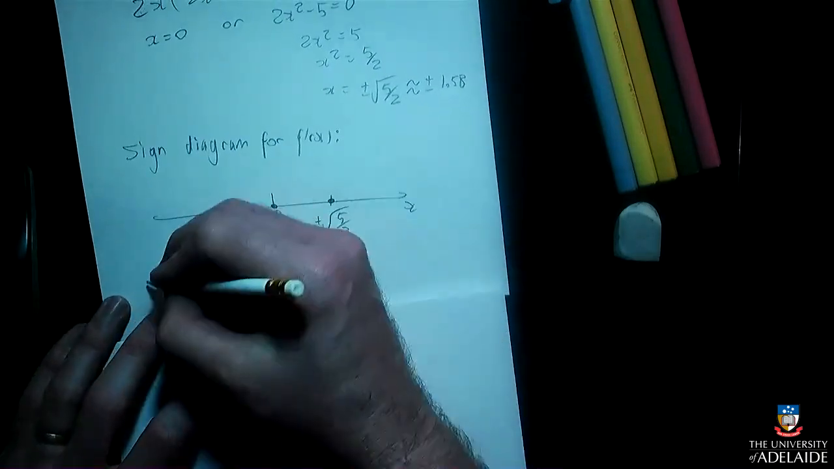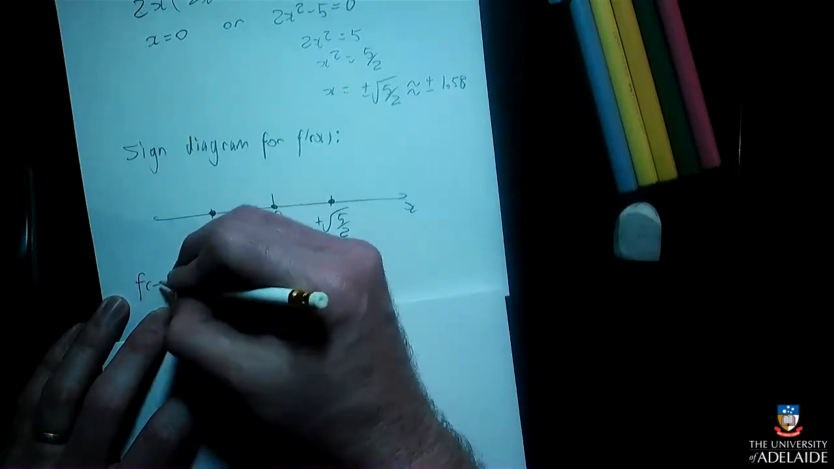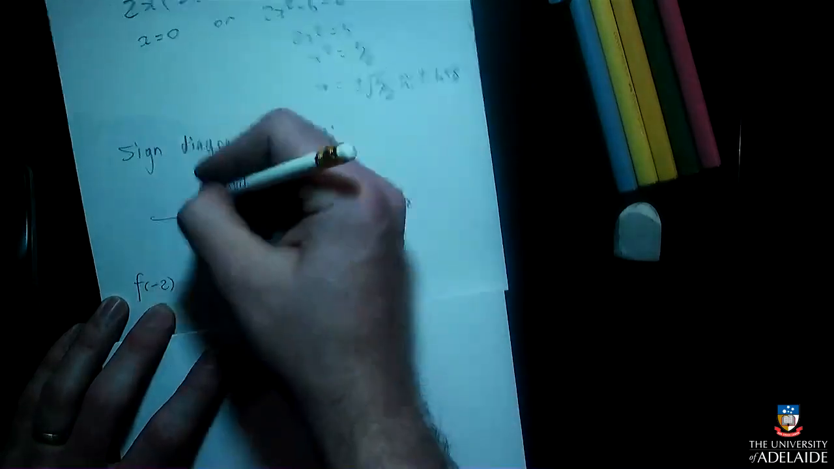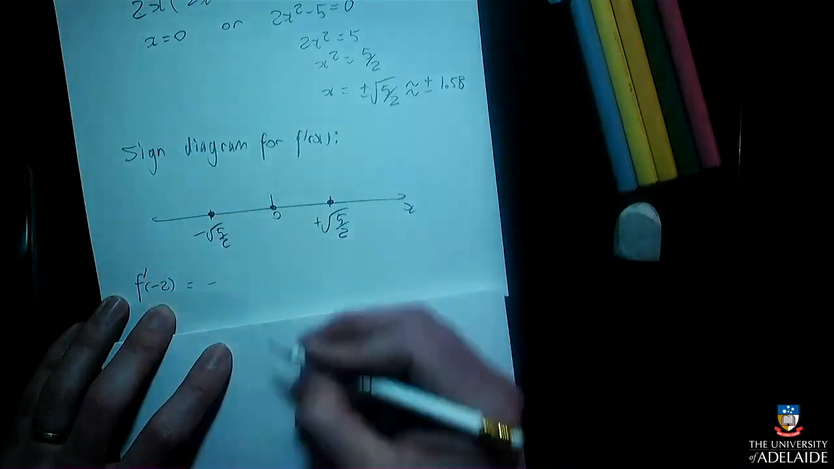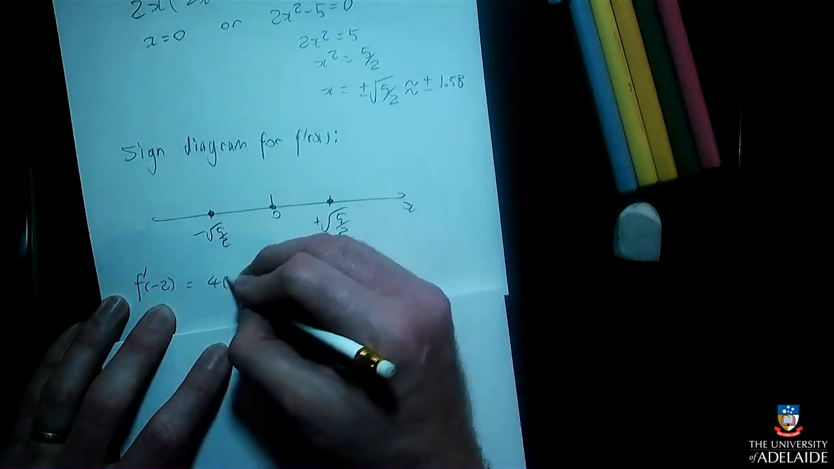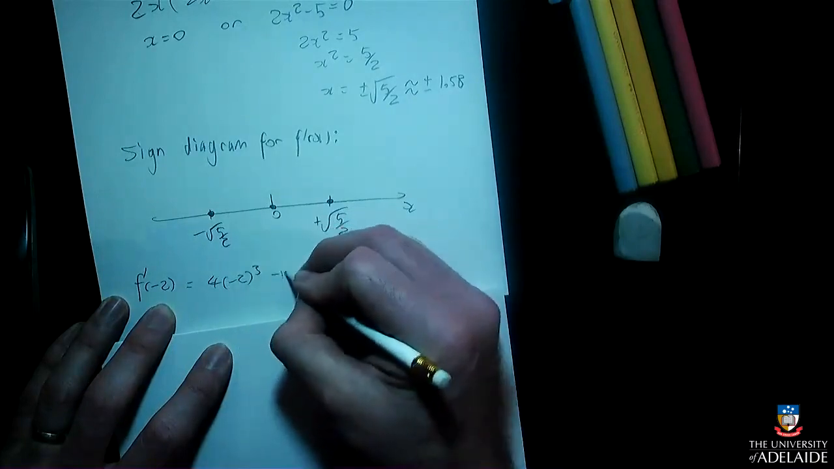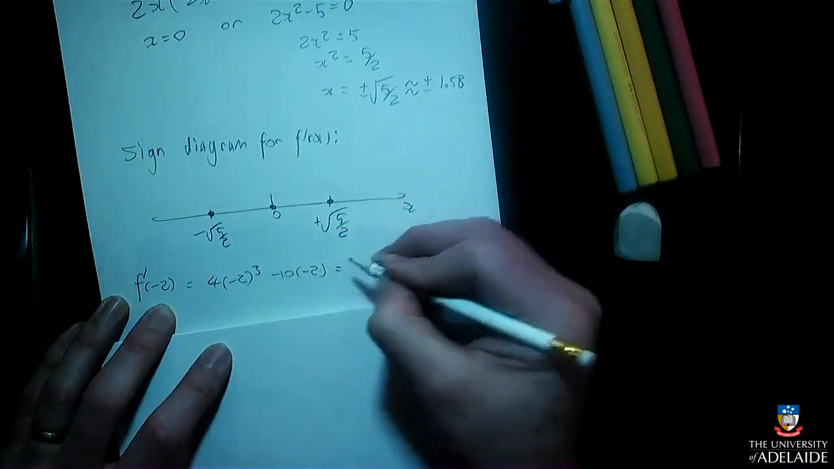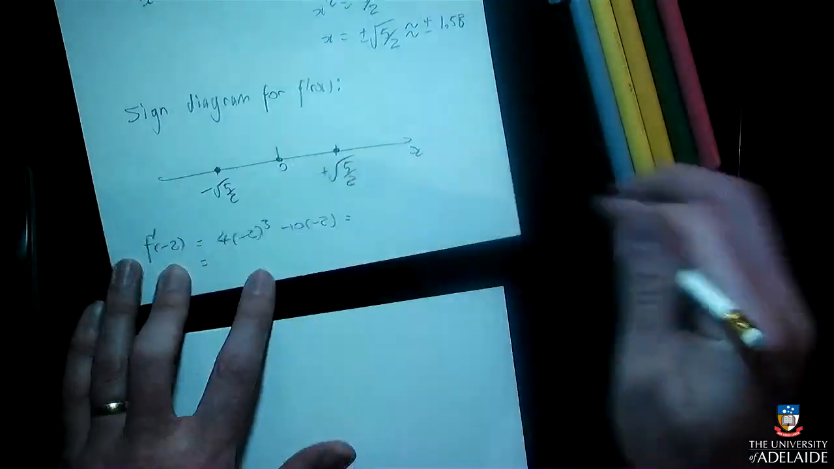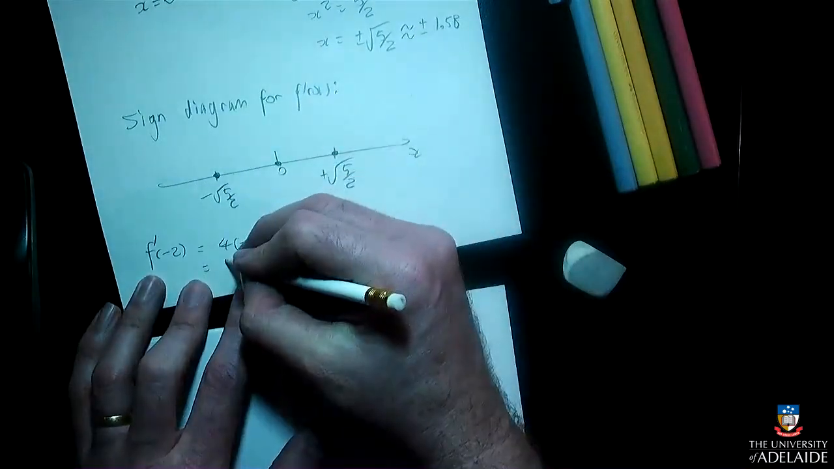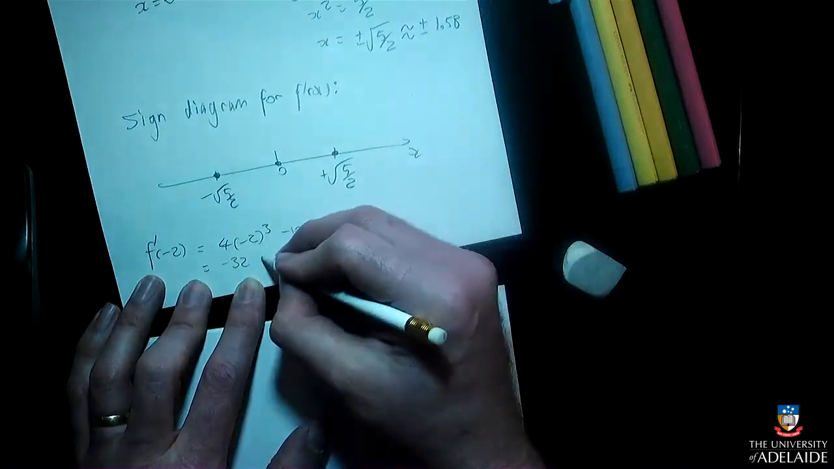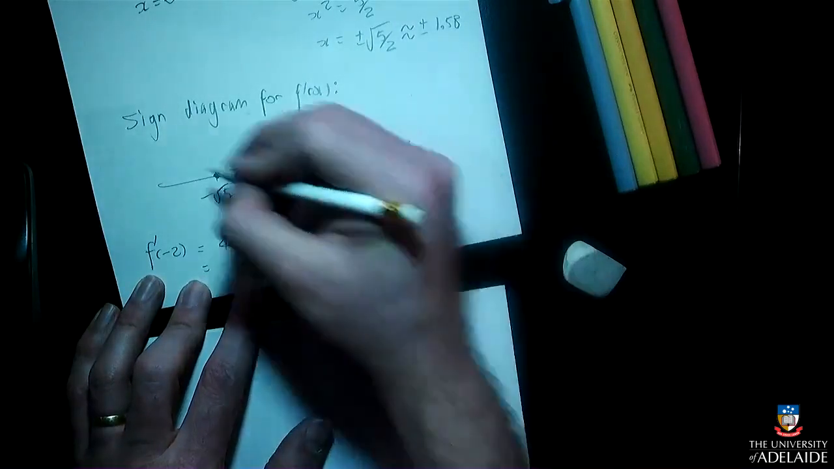Therefore, I can do this. I can say f dash of minus 2, which I know is going to be in this zone just here. The original function, no, f dash. 4 times minus 2 cubed minus 10 times minus 2. So minus 2 cubed would be minus 8. So that's minus 32 plus 20, which is negative.